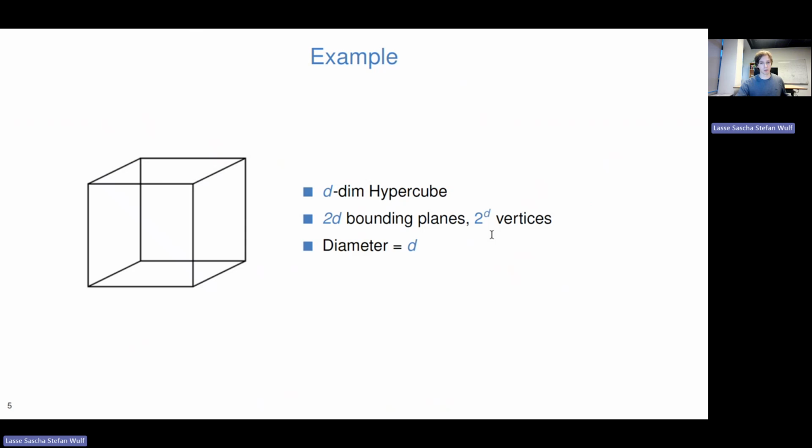So here's an example. We can consider the d-dimensional hypercube. It has 2d bounding planes, but 2^d vertices, and its diameter is d. The fact that this diameter is d is kind of like every 2 binary strings having a distance at most d. But here you can see a phenomenon: I can describe the hypercube with 2 times d bounding planes, but still the number of vertices is exponential. This will be an important property of these high-dimensional polytopes, that you cannot figure out the diameter simply by constructing the graph, because the graph has an exponential number of vertices, right? So this is why this question is so tricky.